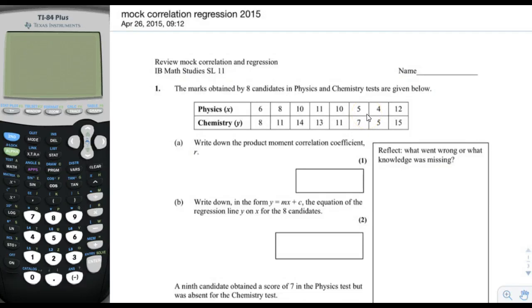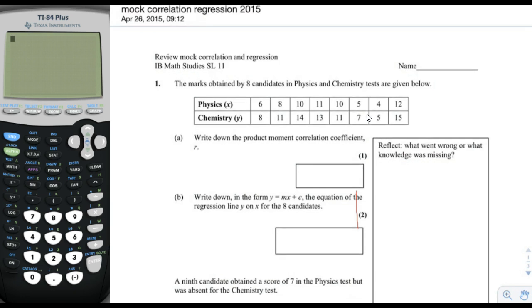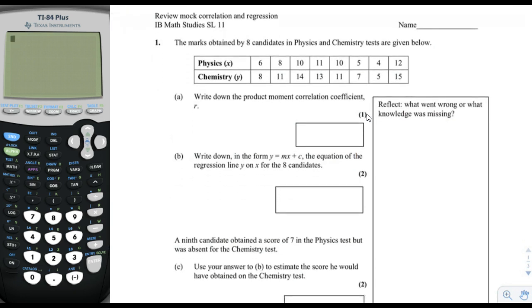Okay, here are the solutions for the review mock of correlation and regression. The marks obtained by 8 candidates in physics and chemistry tests are given below. It looks like we have a range of about 4 to 12 in physics, and about 5 to 15 in chemistry. We're going to first find the product moment correlation coefficient R.